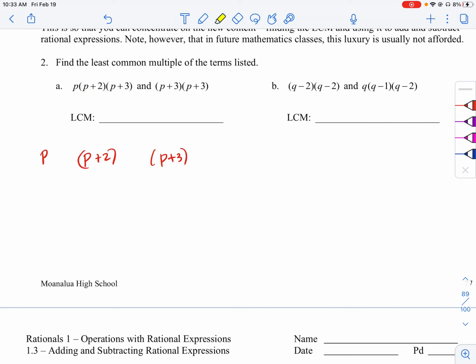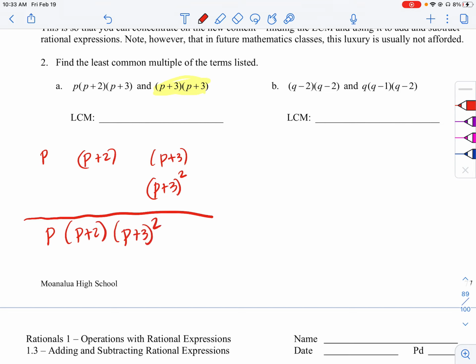And then let's move on to the next pair. We have p plus 3 and another p plus 3. Can I write that as p plus 3 squared? Right, because p plus 3 and p plus 3 is p plus 3 squared. So let's write the winners. We have p in here. We have p plus 2 in there. And then we have p plus 3 squared in there. Okay? So our least common multiple would be p times p plus 2 times p plus 3 squared.